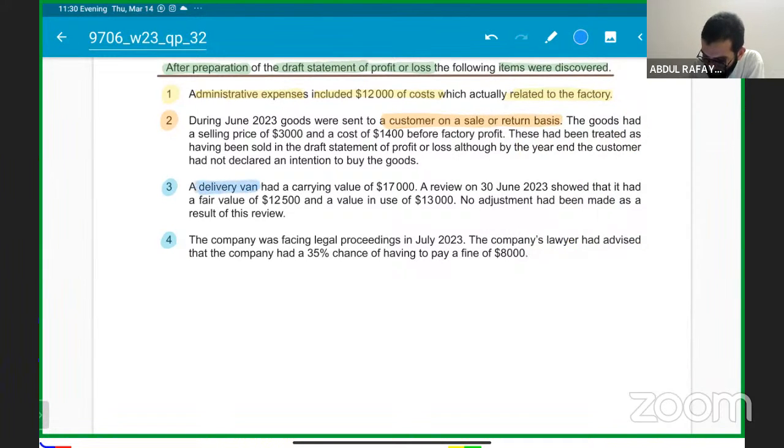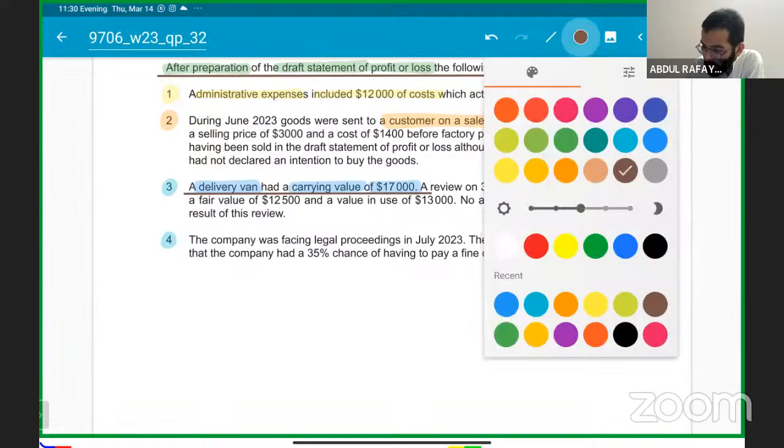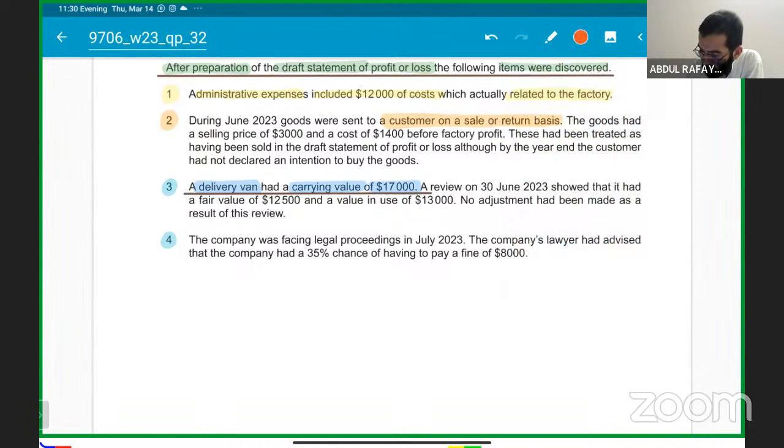A delivery van had a carrying value of $17,000. A review happened, okay? A review on 30th June at the end of the year. We are at the end of this year. A review on 30th June 2023 showed that it had a fair value of 12,500. So, sir, the fair value is 12,500 and the value in use is $13,000. Okay, understanding, guys? Clear? Value in use is 13,000. No adjustment has been made as a result of this review.